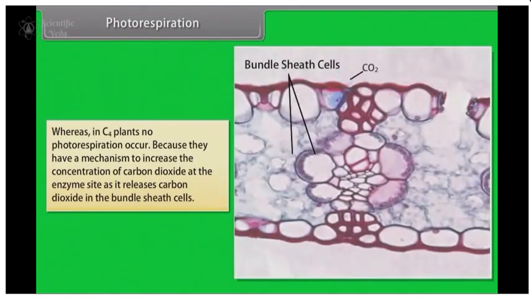Whereas in C4 plants, no photorespiration occurs because they have a mechanism to increase the concentration of carbon dioxide at the enzyme site, as it releases carbon dioxide in the bundle-sheath cells.